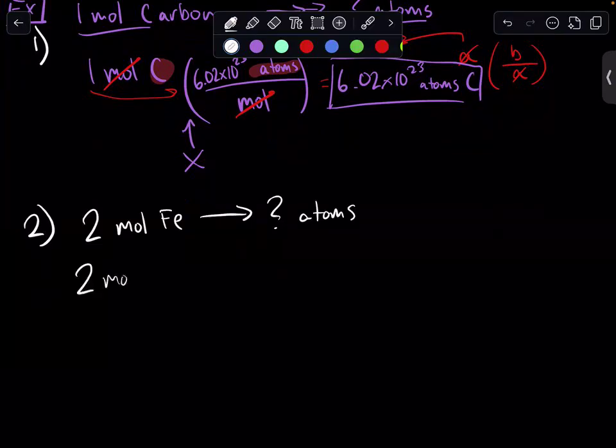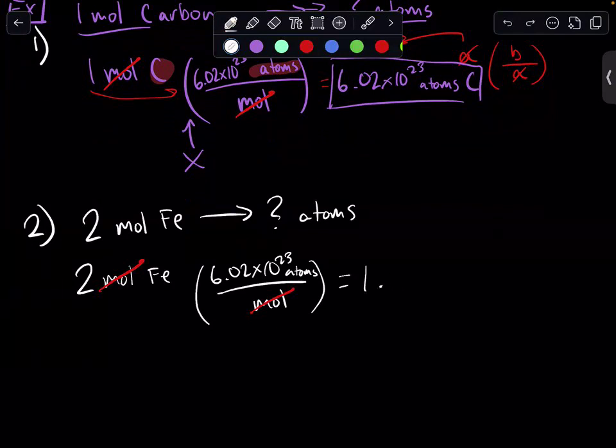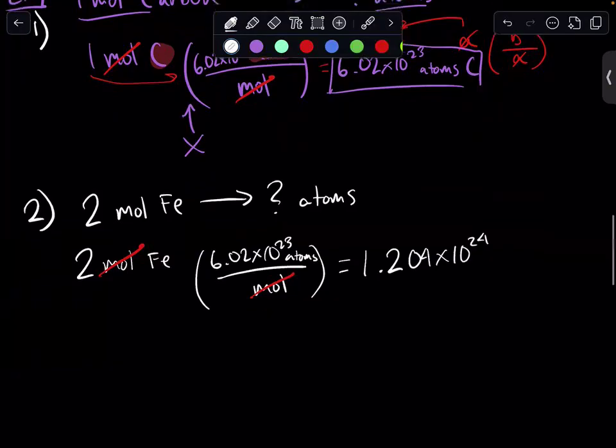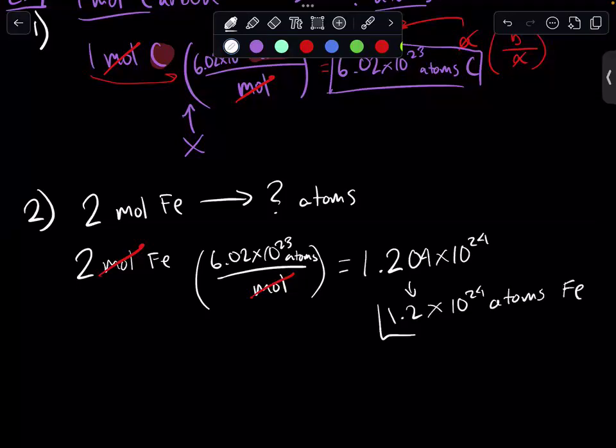So I start with 2 mole iron. Once again, I draw my big parentheses. I put mole on the bottom. And I put 6.02 times 10 to the 23rd atoms as my elementary particle on top. I will cancel the mole as they can cancel. And then I will recognize that 2 times 6.02 times 10 to the 23rd is about 1.204 times 10 to the 24th, which I'm going to round down to 1.2 times 10 to the 24th atoms iron. All right. So that's our answer.